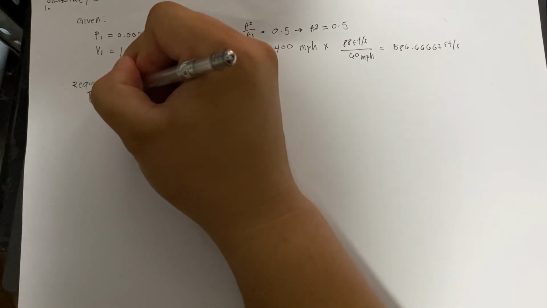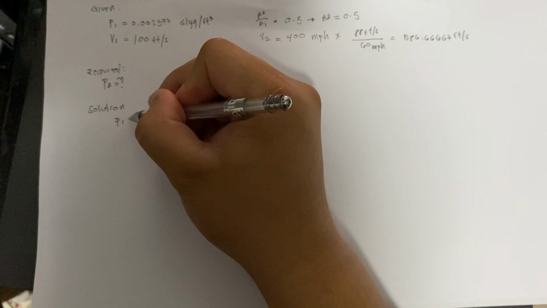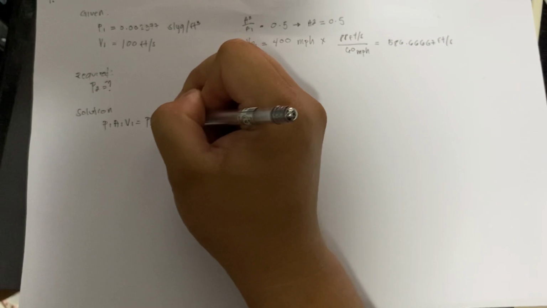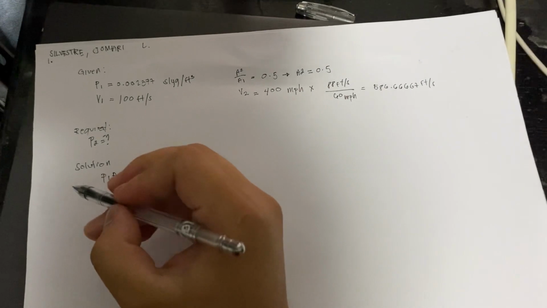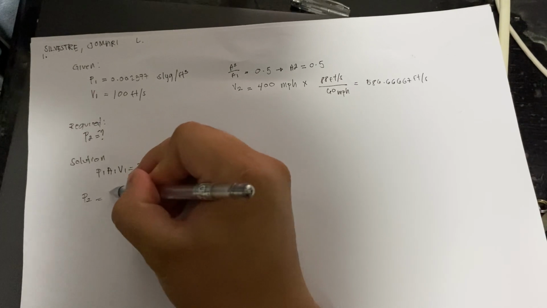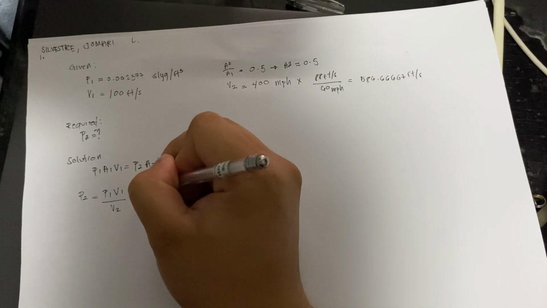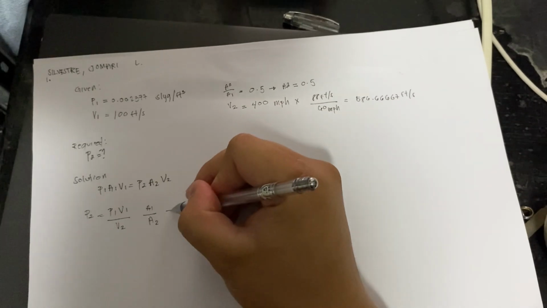So rho 1 A1 V1 is equal to rho 2 A2 V2. Ayan yung formula natin. Then rho 2 is equal to rho 1 V1 over V2, times A1 over A2.